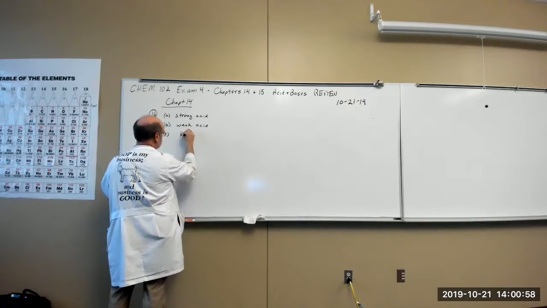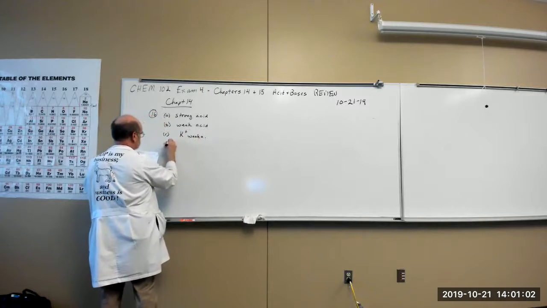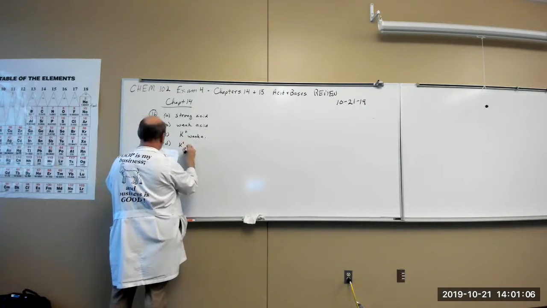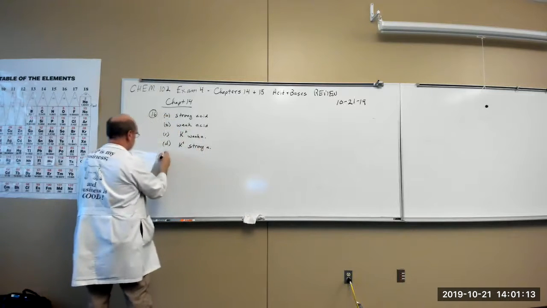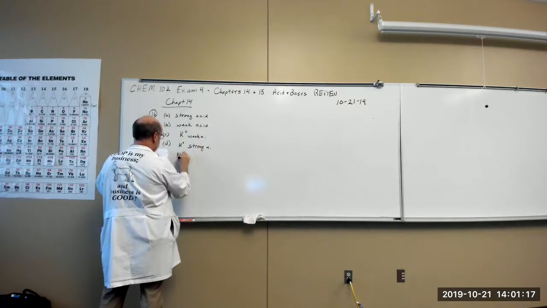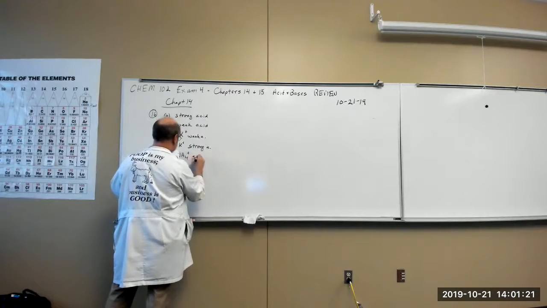potassium, weak acid, or potassium of a strong acid, or E, the ammonium of a strong acid.